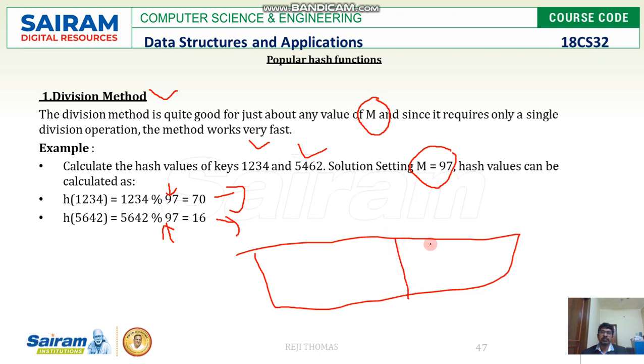So think that this is 70, where I'll be storing this 1234. And for index value 16, think that this is 16, and where I'll be storing 5642. And remember, these numbers need not be in order. If you use this kind of technique, the method we used is known as division method.